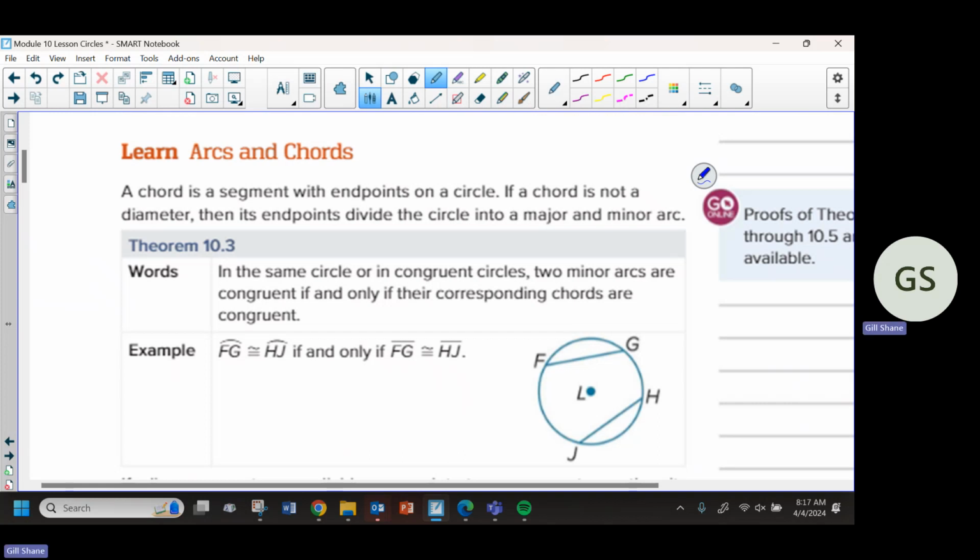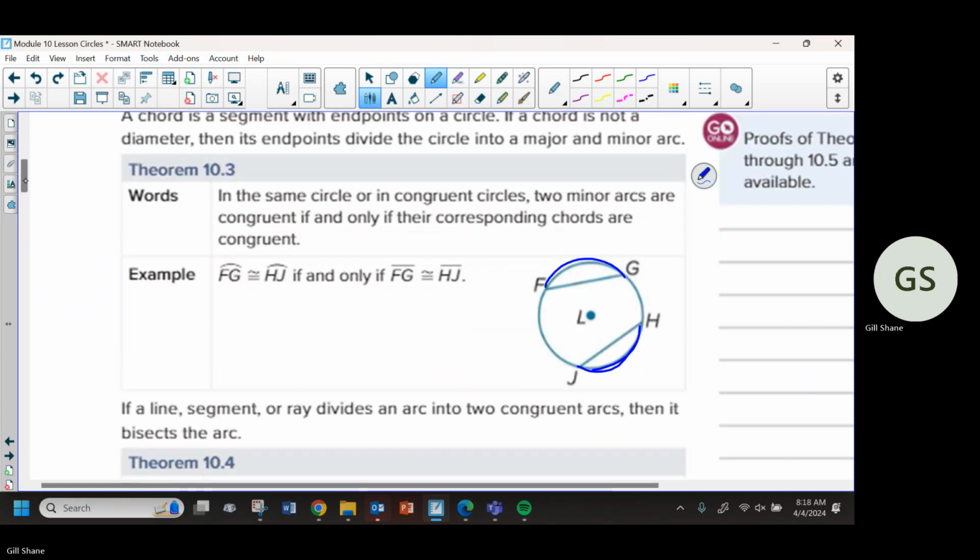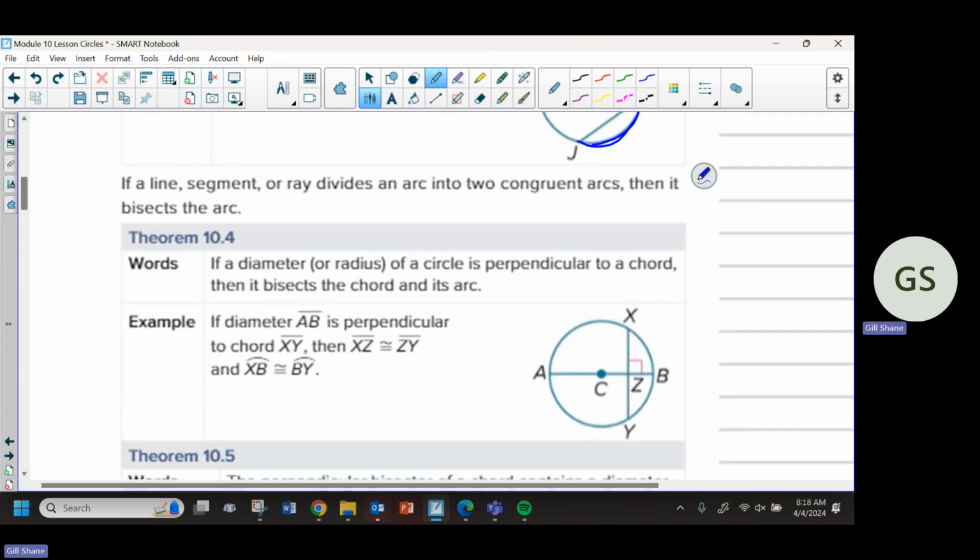And it would go backwards as well. If the arcs are congruent, so if we knew this was congruent to this, then we would know the line segments have to be congruent. So it goes both ways. Line segments are congruent, arcs are congruent. Arcs are congruent, then the line segments have to be congruent. So that's your first theorem. And again, these will seem easy when we do them one at a time, but then you get a quiz with all that stuff on it, that's when it gets tricky.